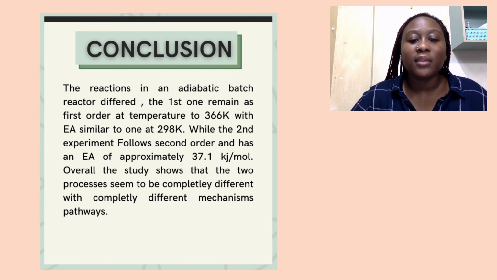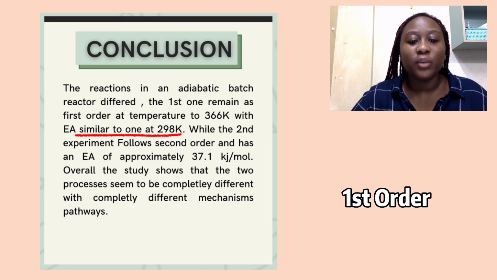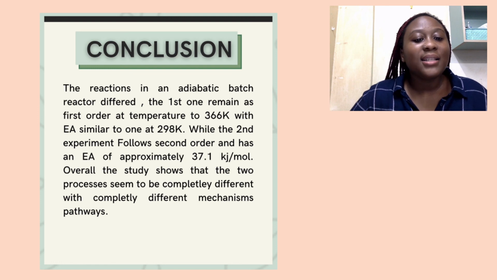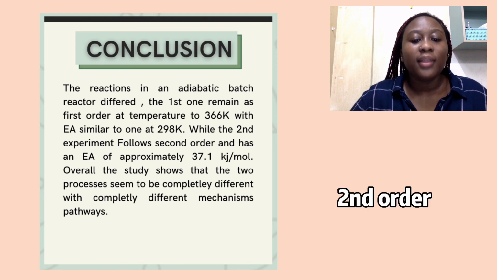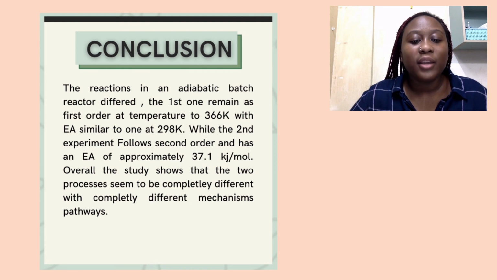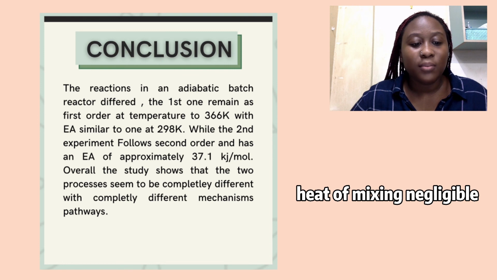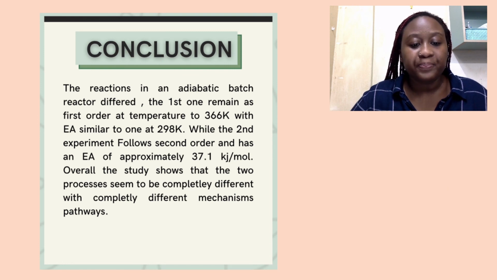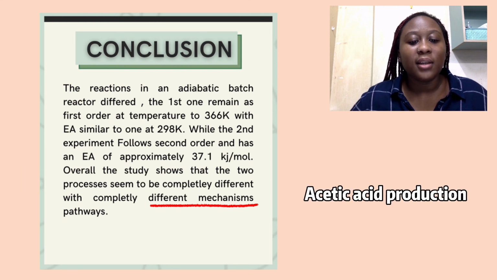The process remains first order at higher temperatures up to 366 Kelvin, with activation energy similar to the one at 298 Kelvin. The excess acetic anhydride water reaction was observed and analyzed to follow second-order kinetics with respect to water. The activation energy is approximately 37.1 plus or minus 2.8 kJ per mole. The heat of mixing is assumed to be negligible and is not taken into consideration in the heat of reaction calculation. This study shows that the two processes studied appear to be completely different and may have completely different reaction mechanism pathways for acetic acid production.